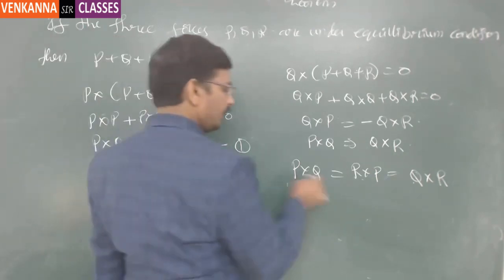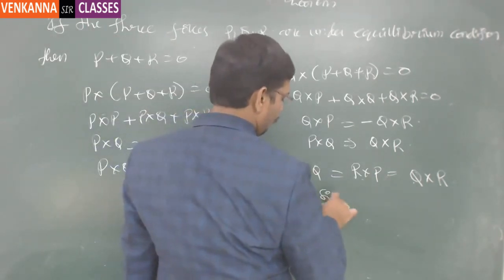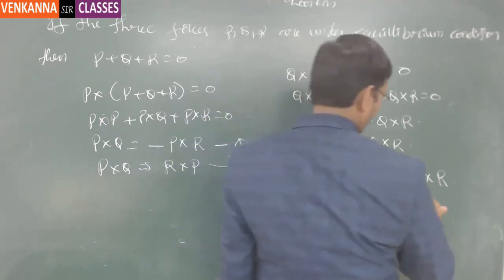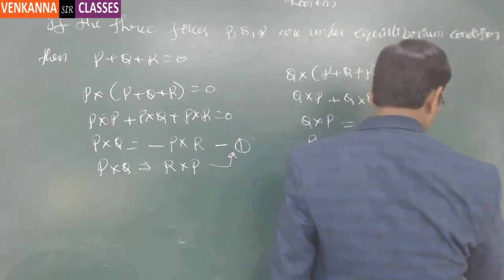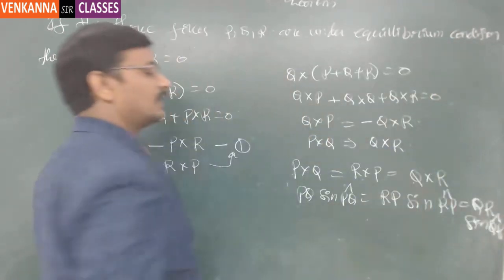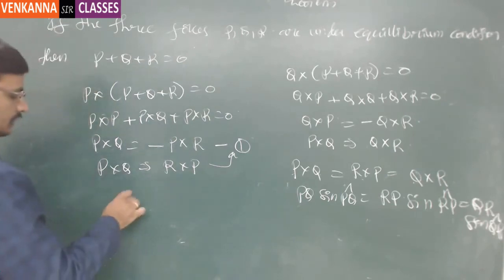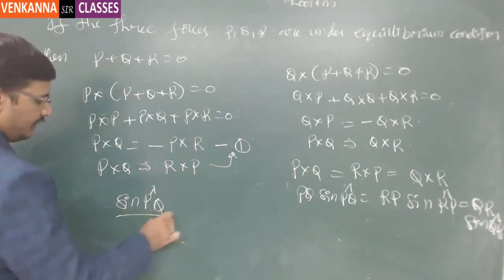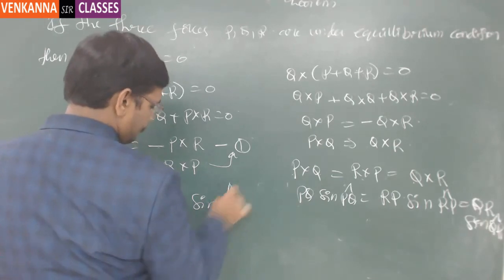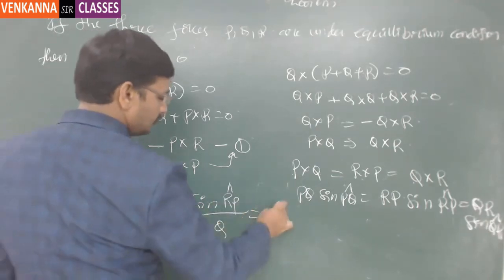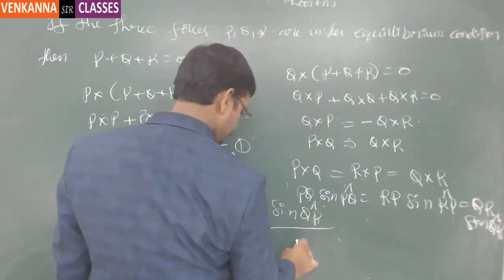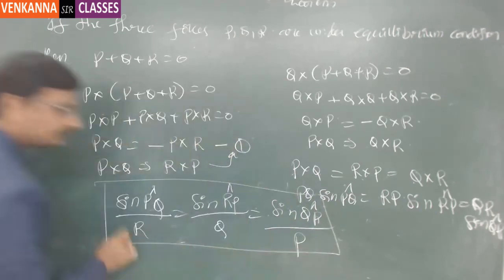Now from this relation you can write PQ sine of the angle between P and Q is equal to R into P into sine of the angle between R and P, and is equal to Q into R into sine of the angle between Q and R. Now if you divide this entire equation by PQR, then sine of PQ divided by R is equal to sine of RP divided by Q is equal to sine of QR divided by P. So this is Lami's theorem. Got it?